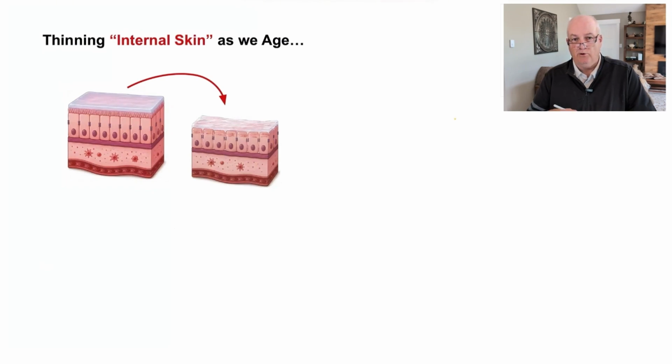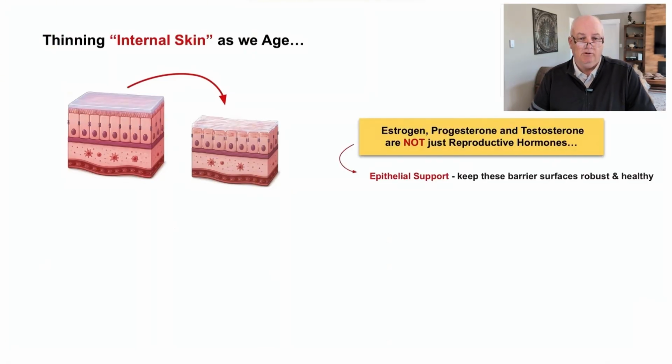Not all of these are foreign invaders or irritants that we eat, breathe, and drink. Some of them come from within ourselves. One of the more common components to this is aging, hormone decline at menopause and andropause. Estrogen, progesterone, testosterone are not just reproductive hormones or sex hormones. These hormones play a critical role in keeping what we call epithelial support. Epithelial tissue is another name for this mucous membrane. It's a tissue that regenerates itself.